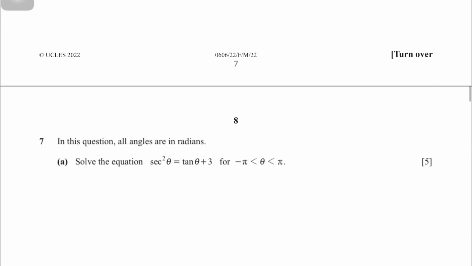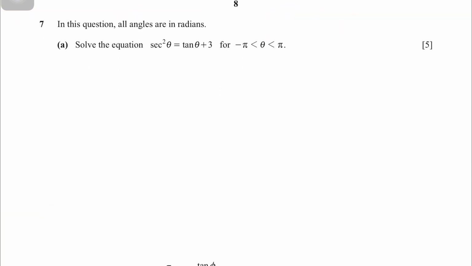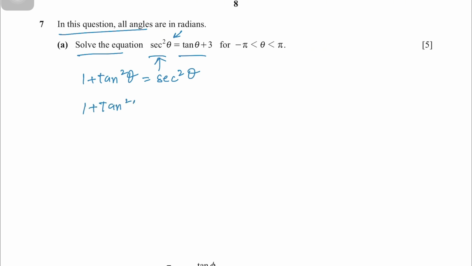Now moving on to question 7. In this question all the angles are in radians. This is a similar type of question. Solve the equation sec squared theta equals tan theta plus 3. We can use an identity over here. The identity is basically 1 plus tan squared theta equals sec squared theta. Using this identity, we can substitute it. So this would be 1 plus tan squared theta equal to tan theta plus 3.